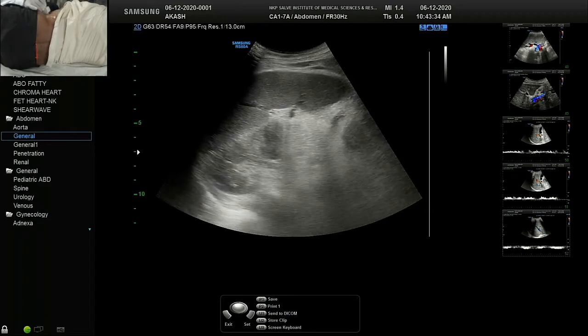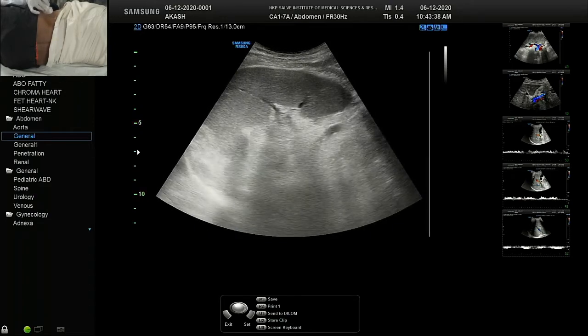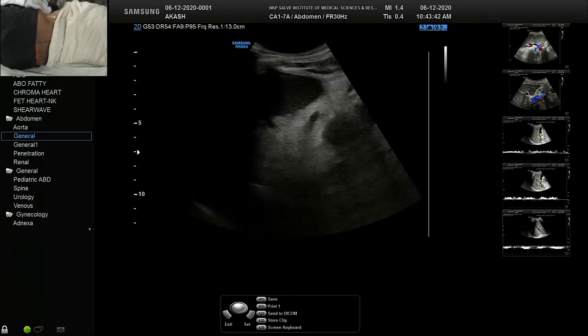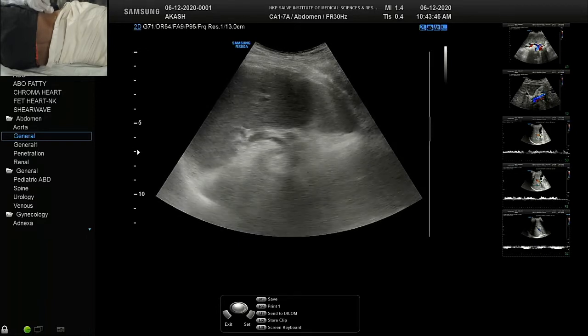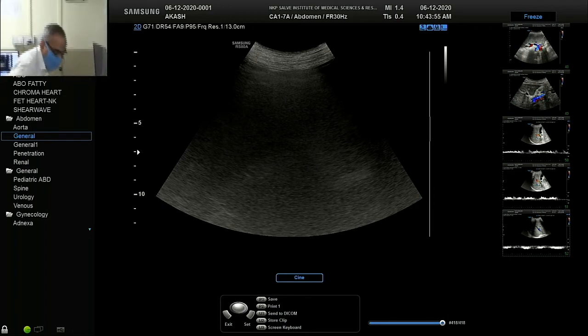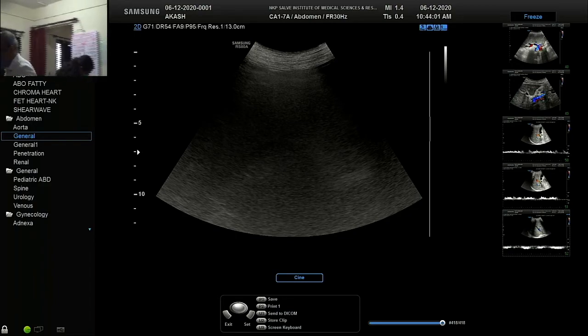Again spleen is enlarged. All are branching. No significant collaterals. Okay, so I think we are done with this case. So this patient has pancreatitis associated with partial thrombus in the portal vein and collaterals, and the hepatic vein has altered waveform.